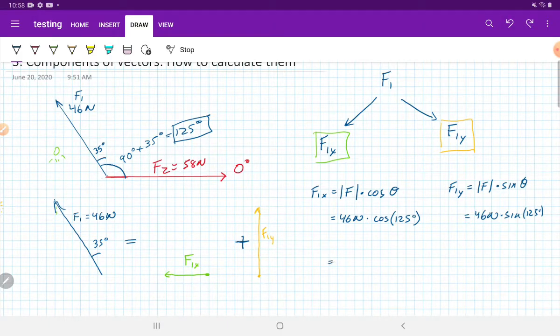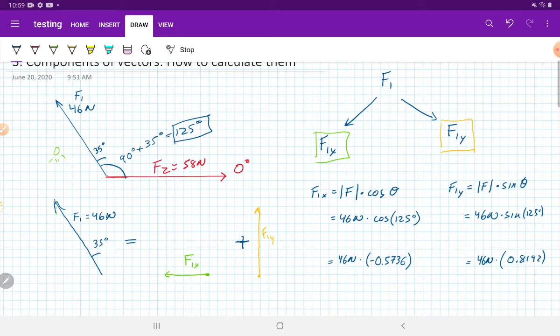I'm going to leave a little gap here. When I do the cosine in my calculator, cos 125, I get minus 0.5736. So 46 newtons times minus 0.5736. And here I end up with 46 newtons times the sine of 125, which gives me 0.8192, let's say.